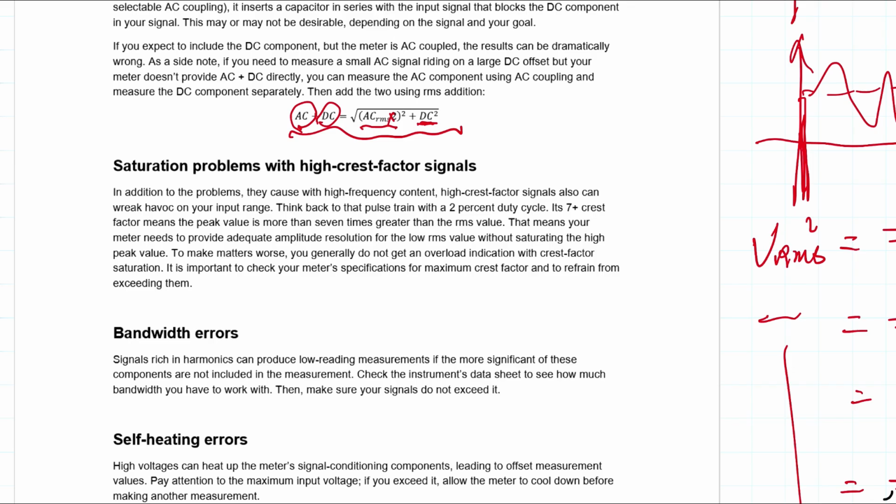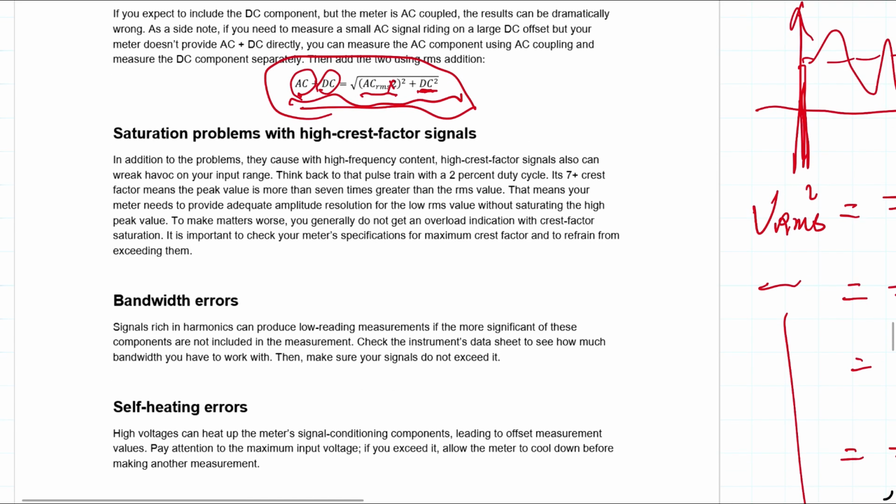In other words, we can measure the DC part first and get the DC value, then use the AC coupled RMS measurement to measure the RMS for the AC part, then we can combine them together with this equation. This will be very useful in practice.